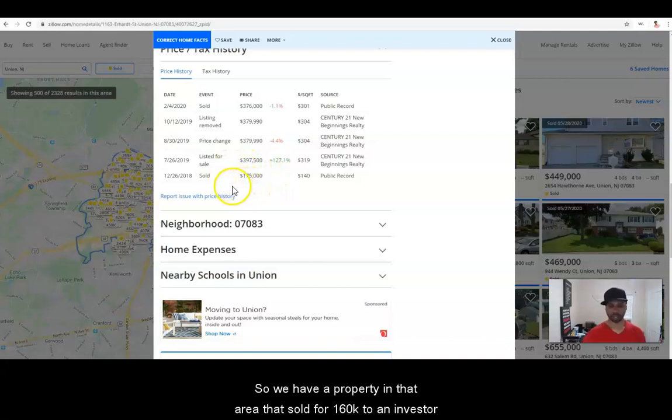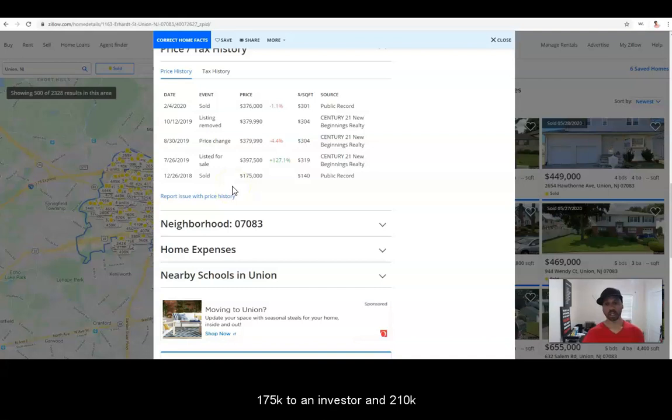So we have a property in that area that sold for 160 to an investor, 175 to an investor, and 210 to an investor. So that area is pretty good for wholesaling, because the spread from what investors are paying, from 160 to 200, 210, is a nice spread. If you can get a property for 140, 150, you can make somebody buying 3 beds, 2 baths, 175. You can at least make 20, 25 off of this area.